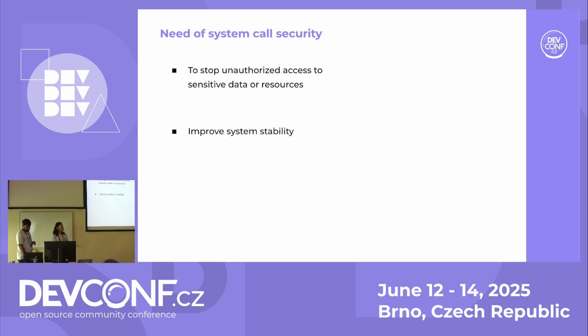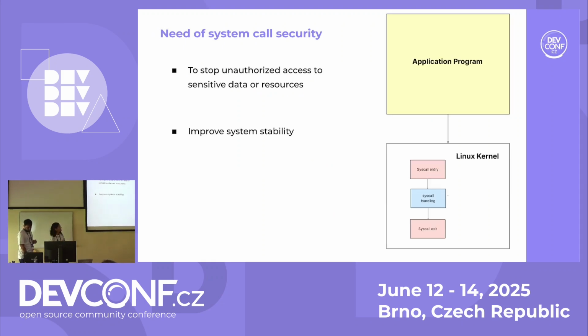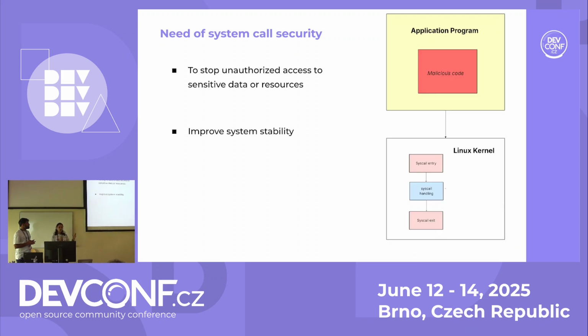So why do we need system call security? Let's consider a normal application running in the user space. It is calling the system call that is handled by the kernel, and the flow is normal. So if some malicious code enters and becomes a part of your code, then it can actually alter the behavior of the application by calling a system call function which is not intended by the application. So here comes the picture, we need to secure the system call to improve the system stability.